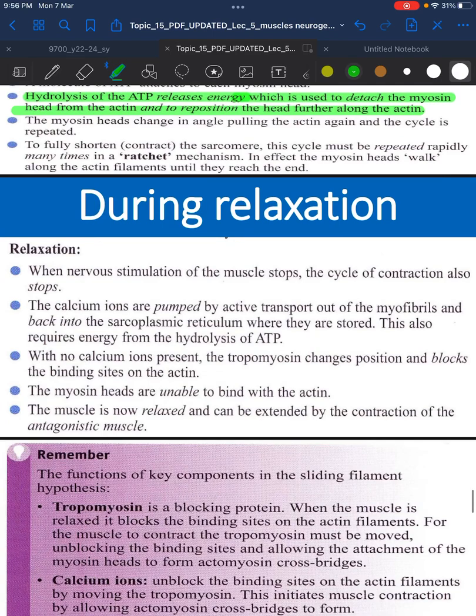And what happens during relaxation? During relaxation, when there's no more stimulus, when nervous stimulation of the muscle stops, that means there will be no action potential, there will be no release of calcium. The calcium will be pumped back into the sarcoplasmic reticulum. Okay, we pump back, which also requires the hydrolysis of ATP.